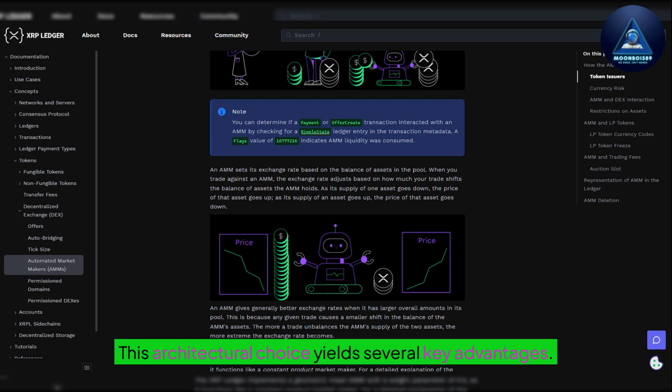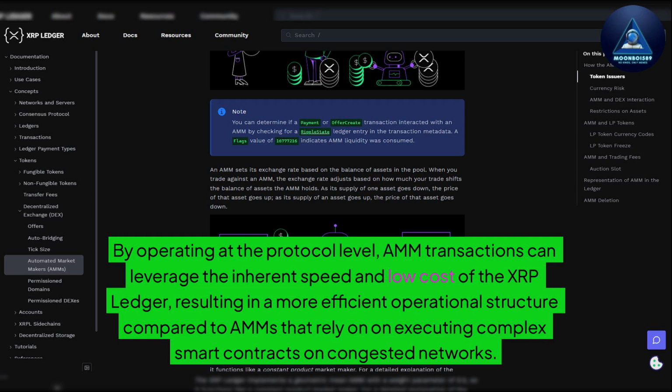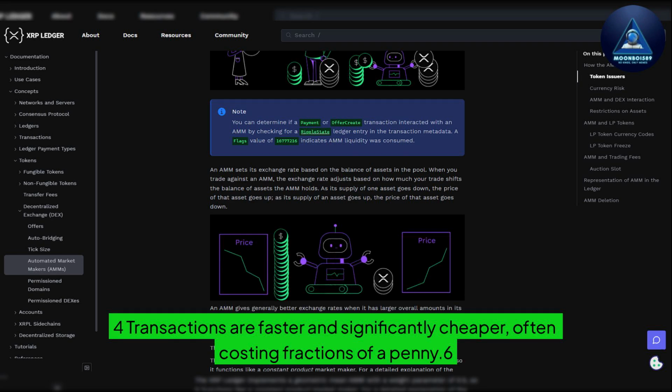This architectural choice yields several key advantages. By operating at the protocol level, AMM transactions can leverage the inherent speed and low cost of the XRP Ledger, resulting in a more efficient operational structure compared to AMMs that rely on executing complex smart contracts on congested networks. Transactions are faster and significantly cheaper, often costing fractions of a penny.